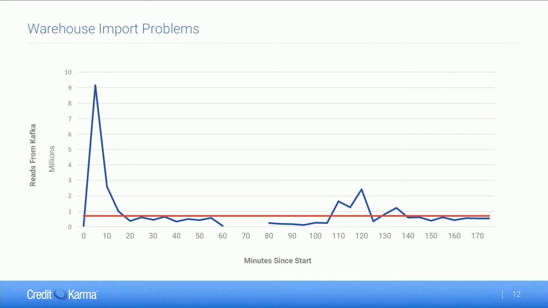Many of you have worked on the JVM. You might already know what this problem is. This is halting behavior. There's even a 20-minute period where we don't have any reads from Kafka. I'm banging my head against a wall. I have people at my desk. I don't know what to do.